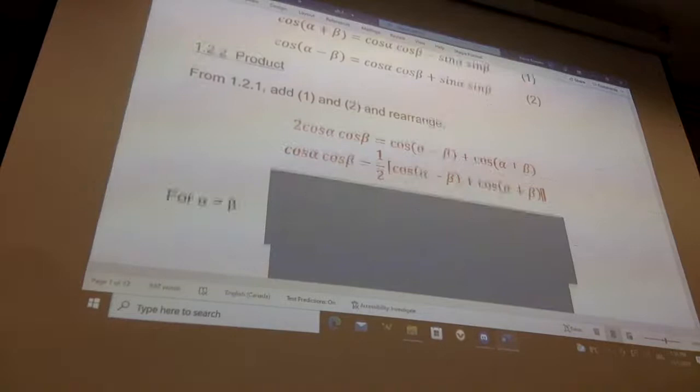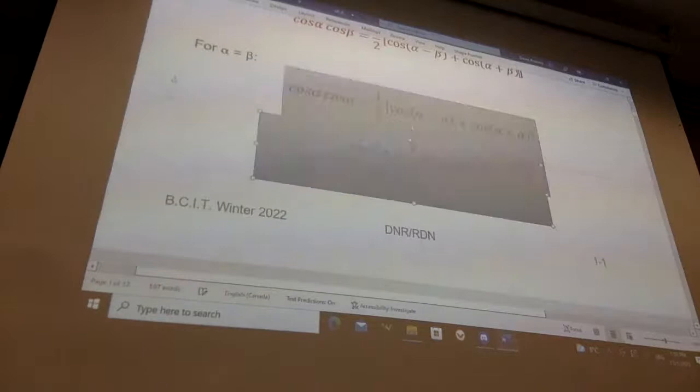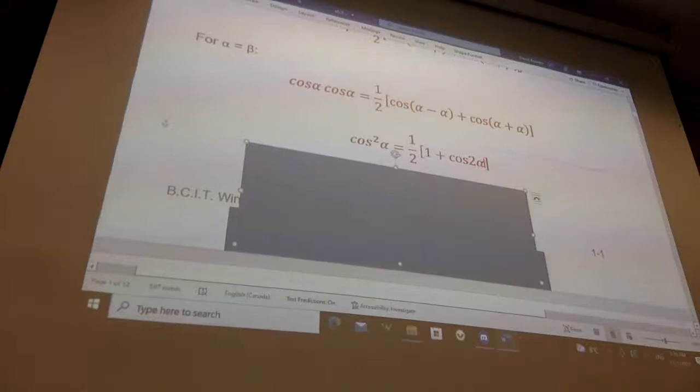There's a special case if the two arguments were the same. Sometimes they are. So when they're the same, you just get a bit simpler.